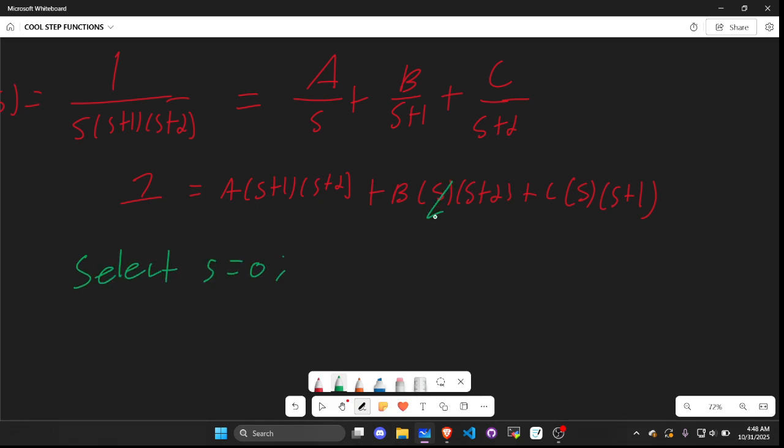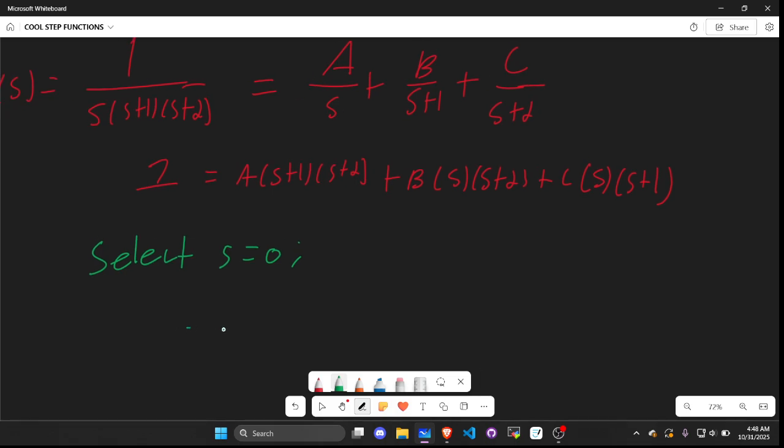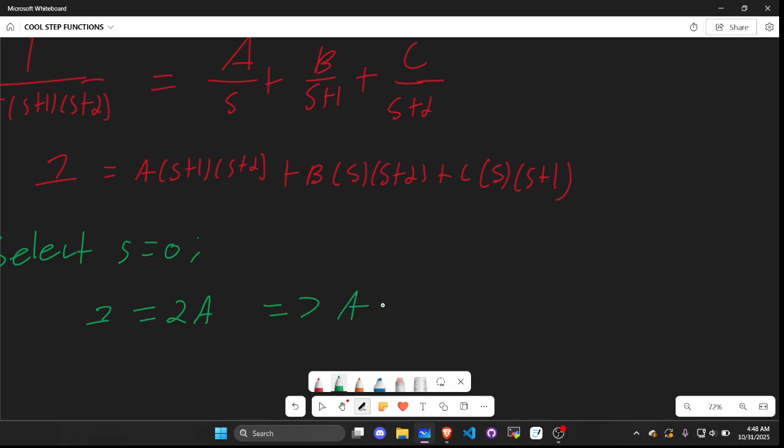When s equals 0, the other terms cancel, so you're just left with a, and you end up with 1 equals 2a, which means that a equals 1/2. So magical, so cool. So a equals 1/2.